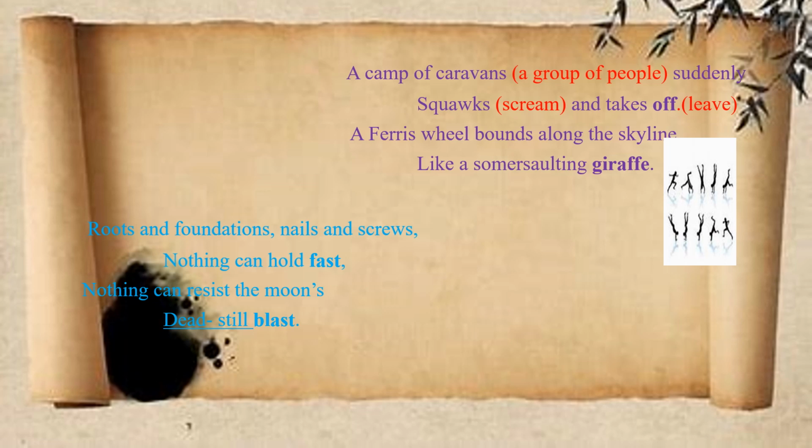Okay, so I told you about the oxymoron. So you can see oxymoron used over here, dead still blast. So how is it an oxymoron? Because a thing that is dead cannot move, it is still. But over here you can see he has combined dead still with blast. So this is actually to create an effect in the poem. So these are opposite ideas that are combined over here.